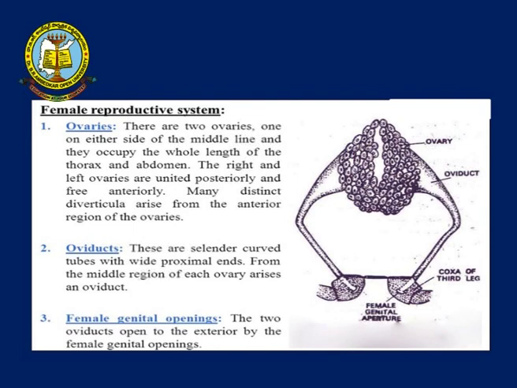They are slender curved tubes with approximate ends from the middle region, and each ovary opens into an oviduct. The two oviducts open to the exterior by a female genital opening. There are no flaps unlike that of the male, because they have to lodge the semen, that is the sperms that are coming from the male reproductive organ.